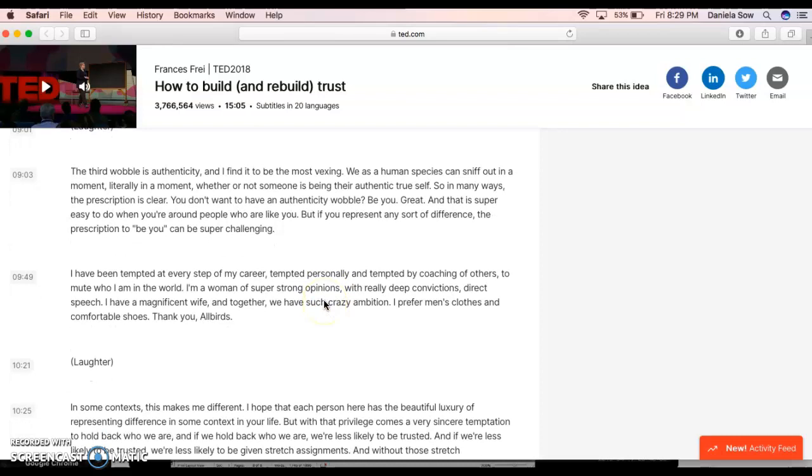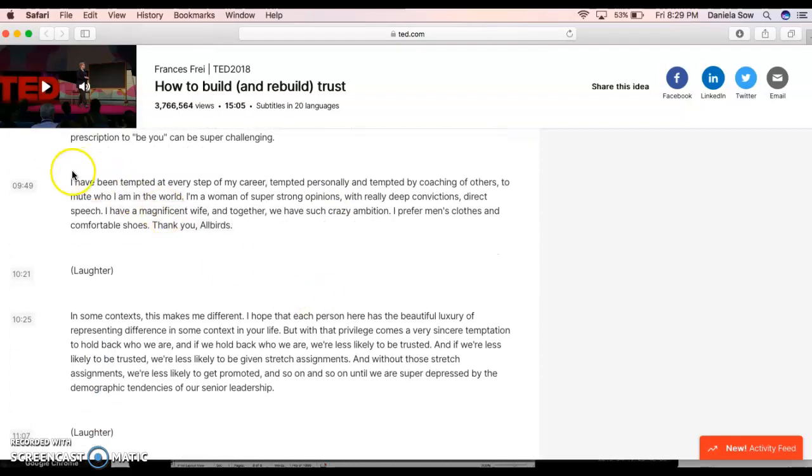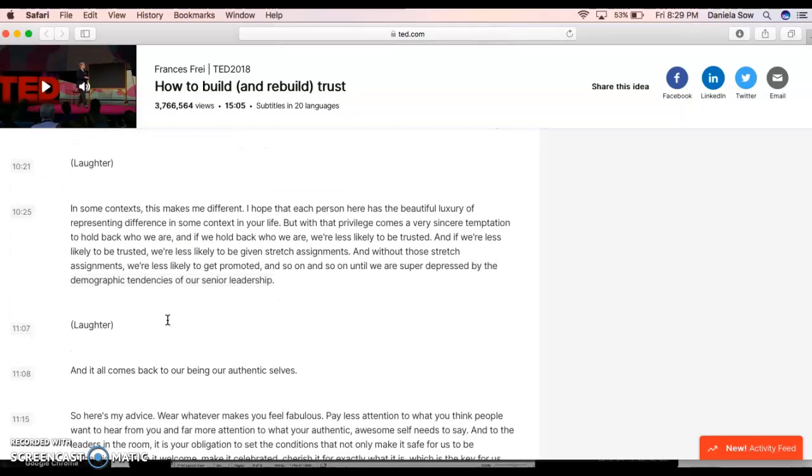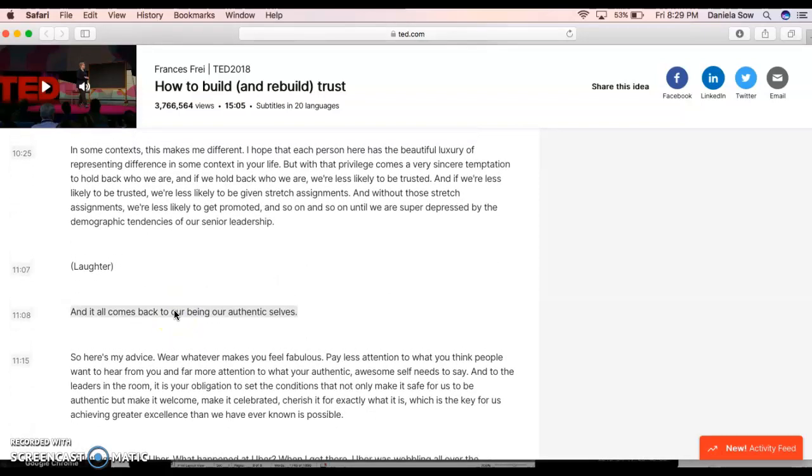So her tone really shifts a lot throughout. She goes ahead and brings back her personal experiences that she's been tempted to, and that she's a woman of super strong opinions with really deep convictions. So feel free to go ahead and do that too. Bring in your own. Everybody in this class who is writing a process analysis paper should be bringing the word "I" into it. You should be bringing your personal experience into it because you're supposedly the expert on your how-to or how-kind-of topic for process analysis.